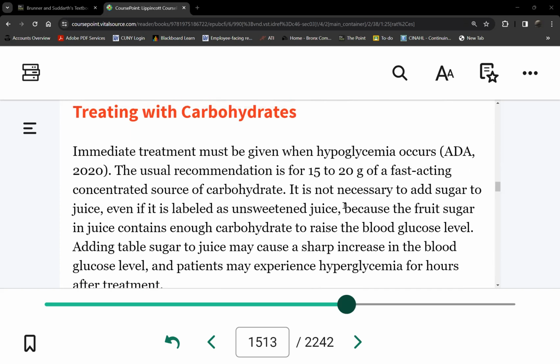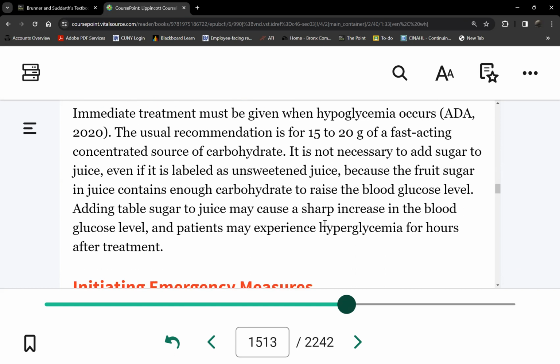So here we are, the patient's already hypoglycemic. What's your action? Usual recommendation, again, unless the patient's already unconscious, for mild is 15 to 20 grams of fast-acting concentrated glucose. What does that mean? So these are unsweetened juice, okay? But again, here's a warning, no need to add sugar, so it already has enough sugar in it. Unless, again, the patient's sugar is really low and they're awake, you prefer to add sugar there, you can do that.